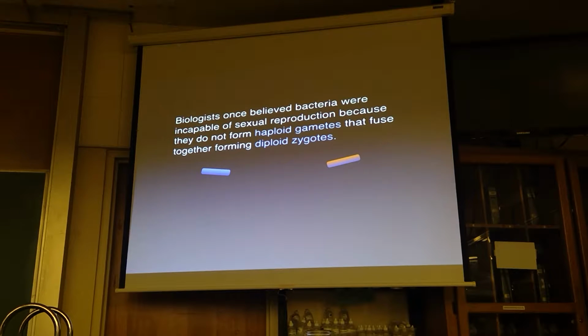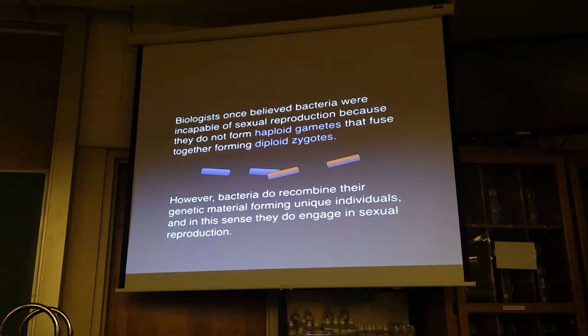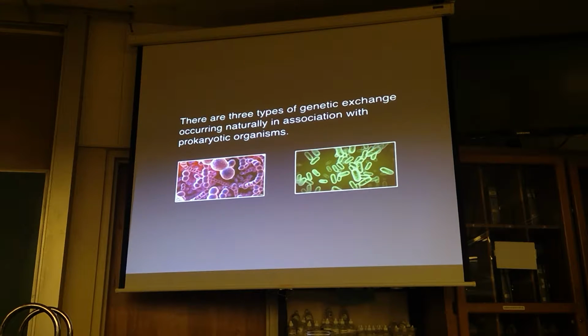For a long time, biologists thought bacteria didn't undergo sexual reproduction because they noticed that bacterial cells never fuse to form a zygote. You don't have sex cells, gametes, coming together. So it was assumed that bacteria actually don't reproduce sexually. We now know that they do. The way they do it is just a little different. They have mechanisms that are unlike the mechanisms we use, but they still do it.